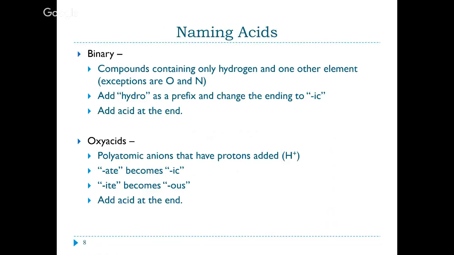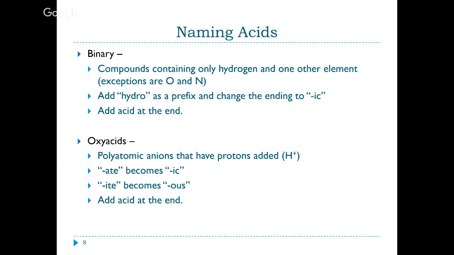Well, now we have to know how to name acids. Two different things to look at. A binary acid, once again, binary means 2. Your first element is going to be H. That's what makes something an acid, and H is going to show up in the front. Your second element is what it is. It's not going to be oxygen or nitrogen. Those are exceptions, because hydrogen bonded to oxygen is just water, and hydrogen bonded to nitrogen is ammonia, which happens to be a base.